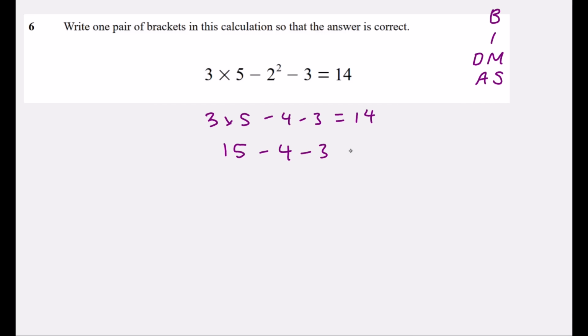So it's wrong at the moment. How can we make it correct? Well, 15 take away 1 would be 14. So if we put a bracket around 2 squared minus 3, that will become a 1, because 2 squared is 4, take away 3 is 1. So that is where we want the bracket to go.